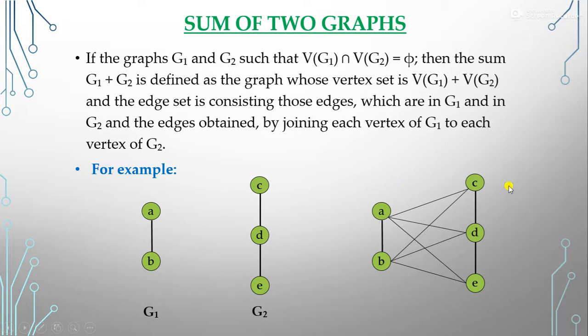So this complete graph is called the graph of G1 plus G2. Clear? What is the graph of G1 plus G2? Here we have to take all the vertices which are in G1 and G2 and all the edges which are in G1 and G2, and also we have to take that all the vertices are connected to each other. So that is the graph of G1 plus G2.